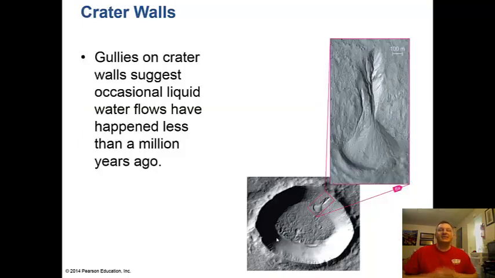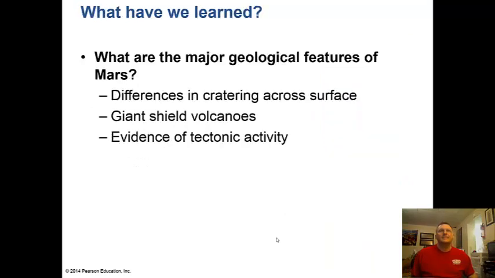We see gullies on Mars, inside of craters, probably formed from underground water that seeps through and goes through the crater walls and then flows debris down into the crater surface. So these gullies on crater walls suggest occasional liquid water has flowed, and has happened less than 1 million years ago. So this is very recent in planetary history.